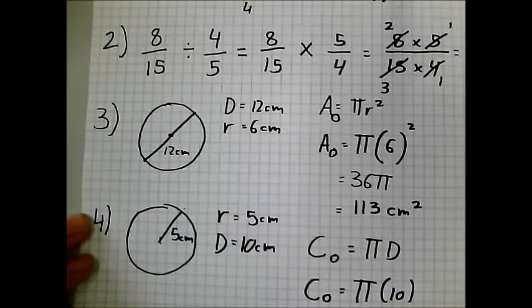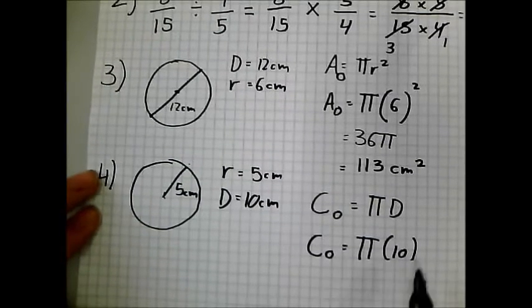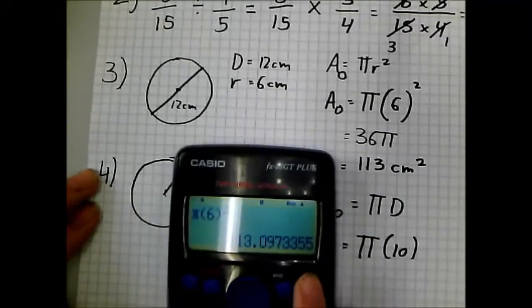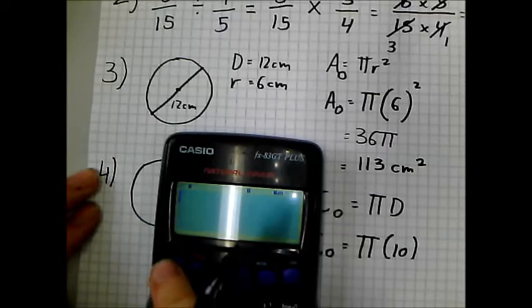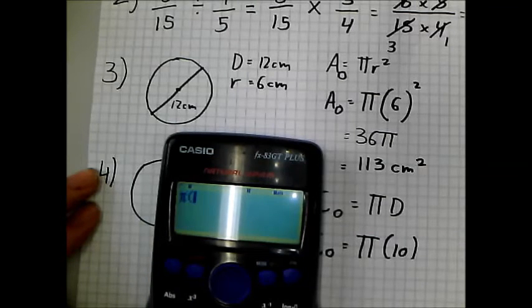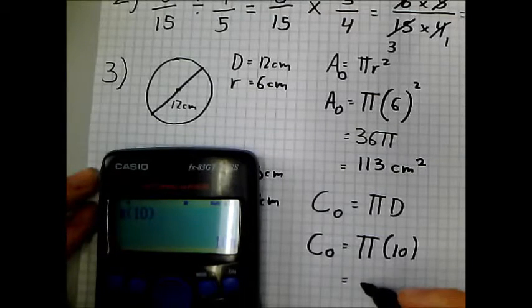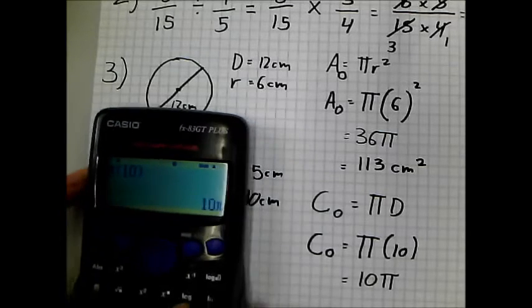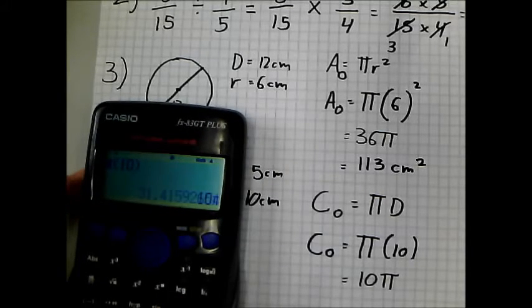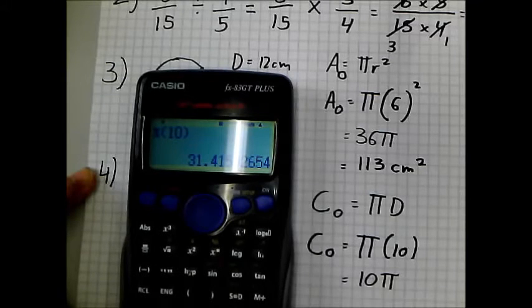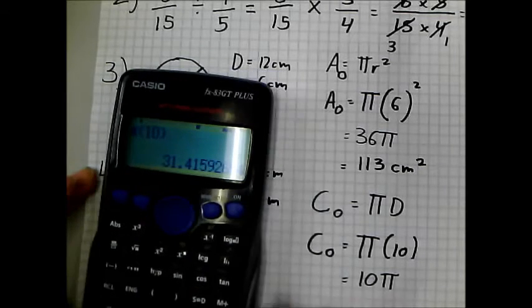Now, as you get used to this, you will know the exact answer is actually 10 pi. But we'll type it into your calculator as well. So pi bracket 10 bracket. The exact value is 10 pi. So it's exactly 10 pi. Or if it wants the rounded answer, use my SD button, once again to 3 significant figures.